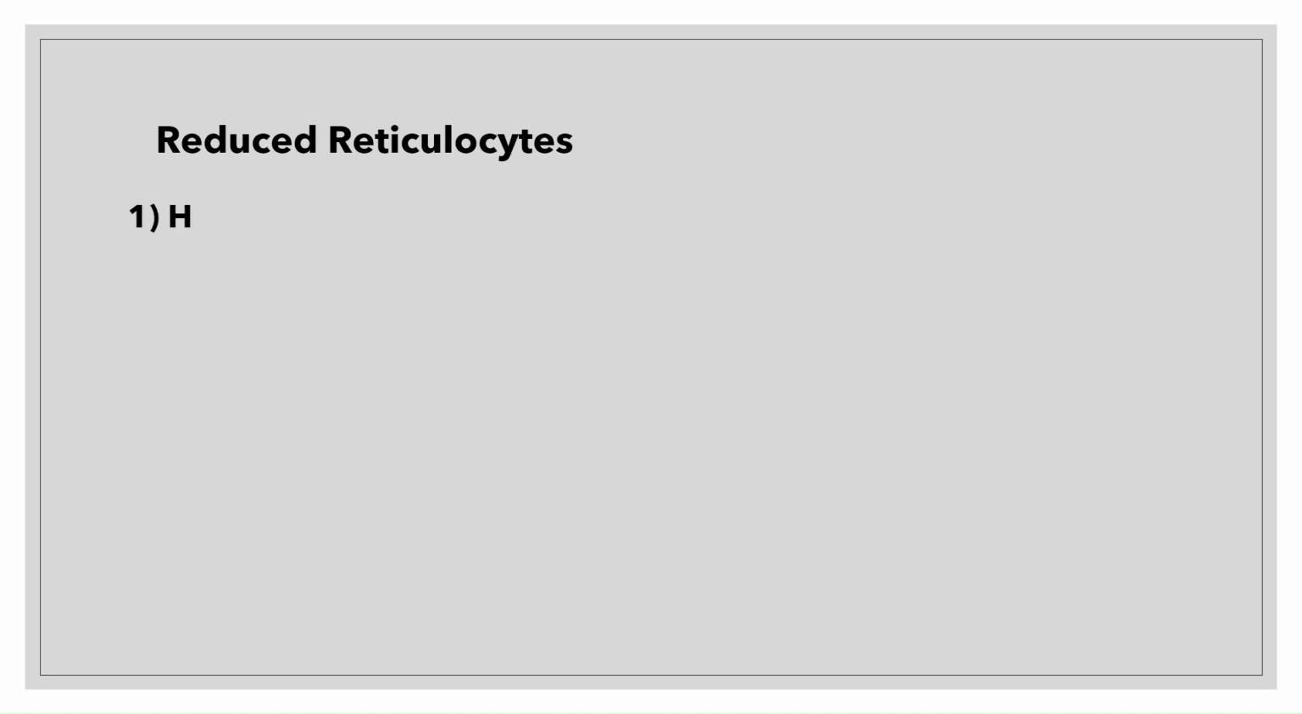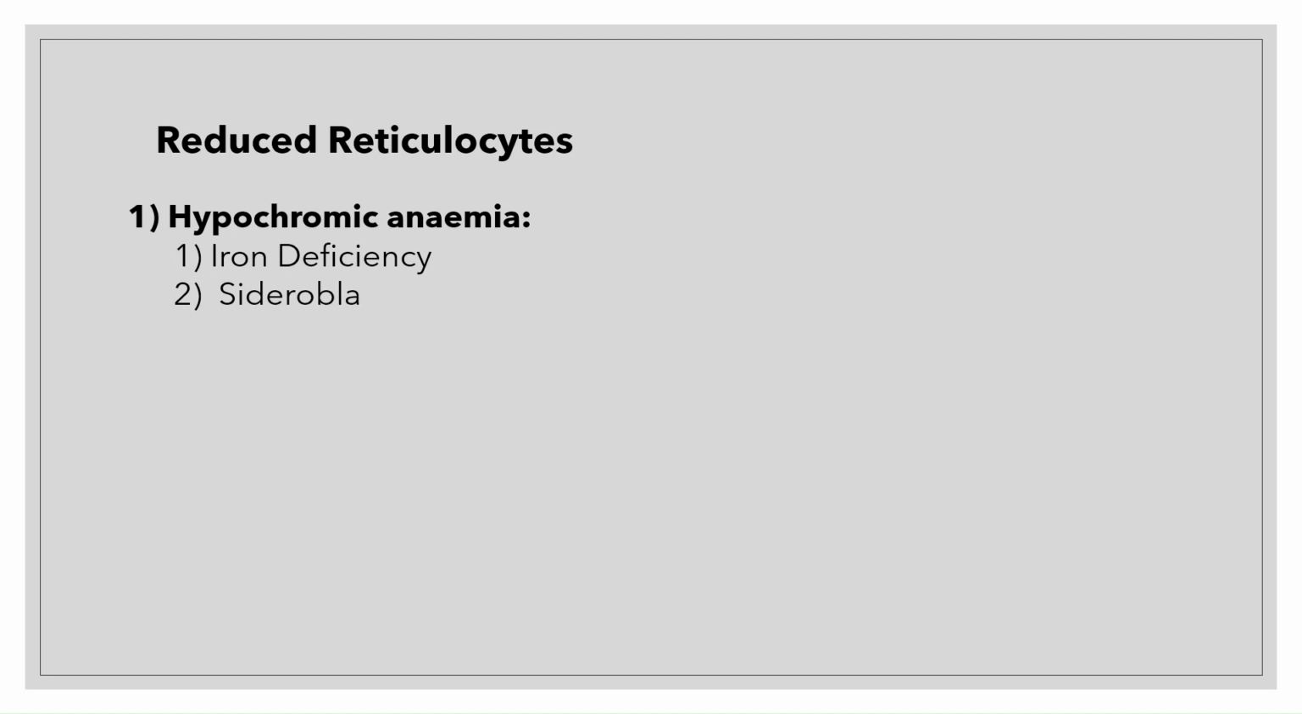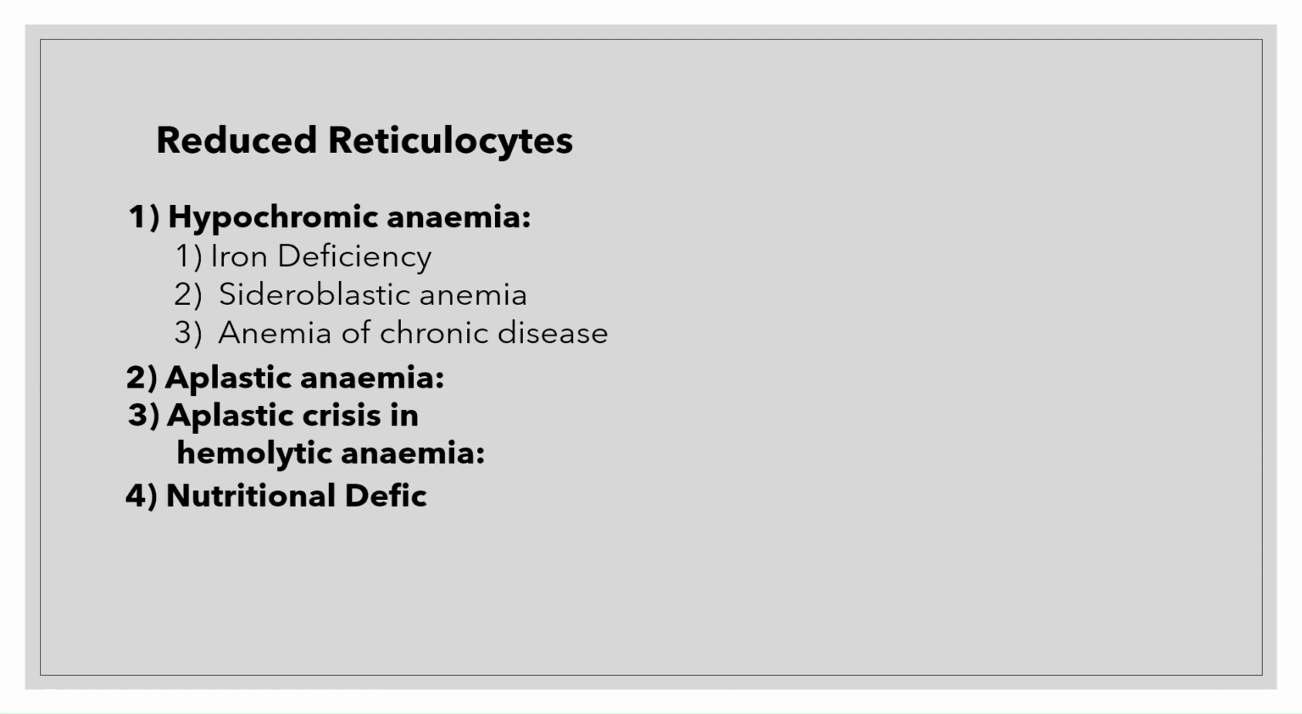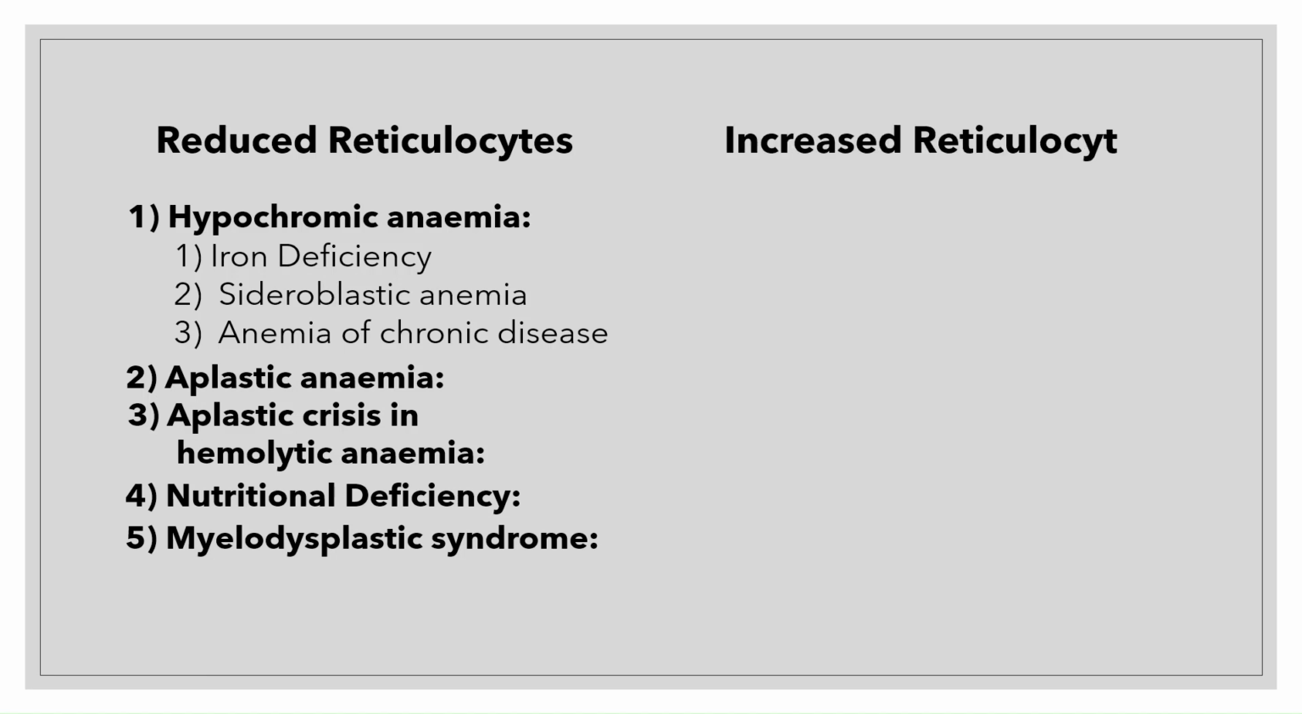Now let's learn some causes of reduced reticulocytes and increased reticulocytes. Reduced reticulocytes are seen in hypochromic anemia such as iron deficiency anemia, sideroblastic anemia, anemia of chronic disease, aplastic anemia, aplastic crisis in hemolytic anemia, nutritional deficiency and myelodysplastic syndrome. Increased reticulocytes are seen in hemolytic anemia and blood loss.